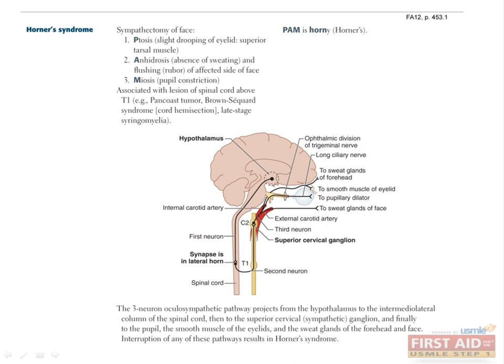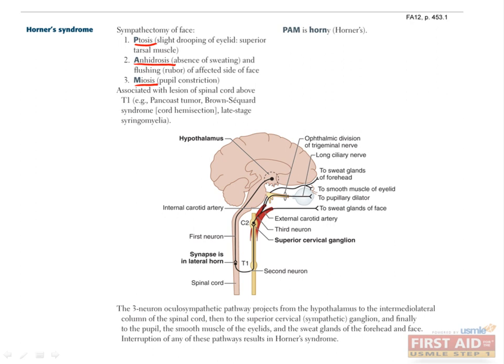Horner syndrome is quite interesting. It's caused by impairment of the sympathetic system to the face. It includes a classic triad of ptosis, anhidrosis, and meiosis. To understand all the causes of Horner's, you have to understand the anatomy of the sympathetic tract, and that's one reason why this shows up so often on the boards.